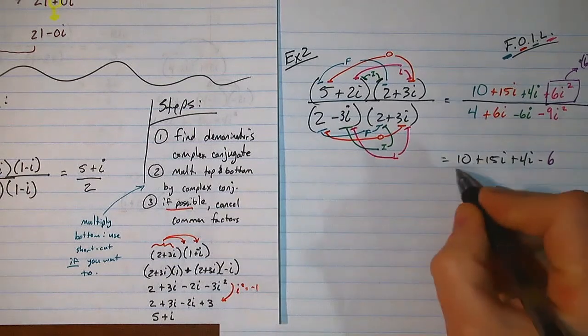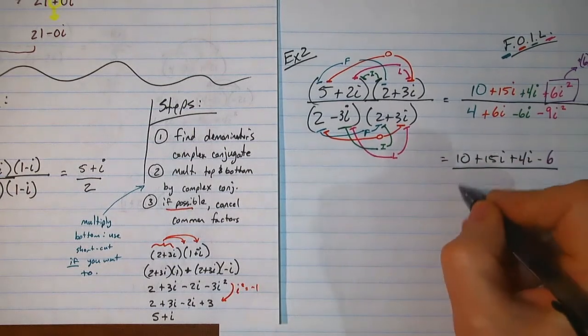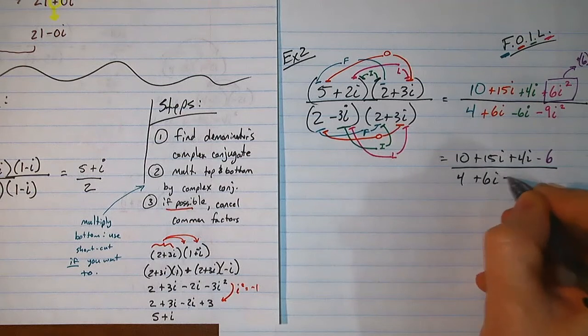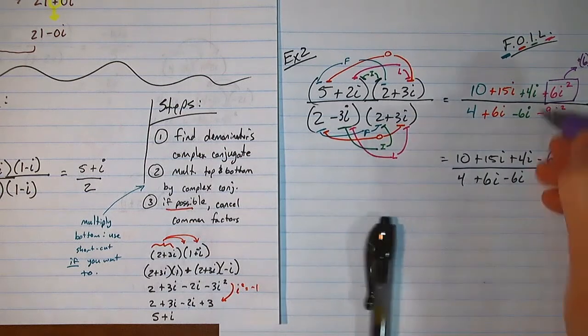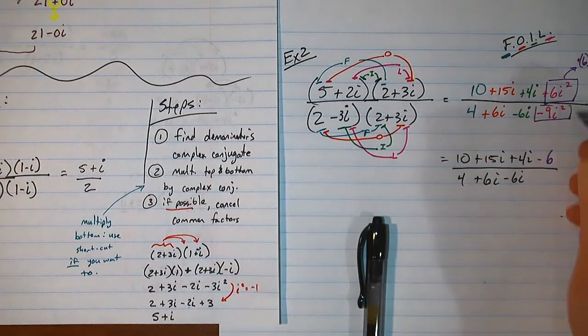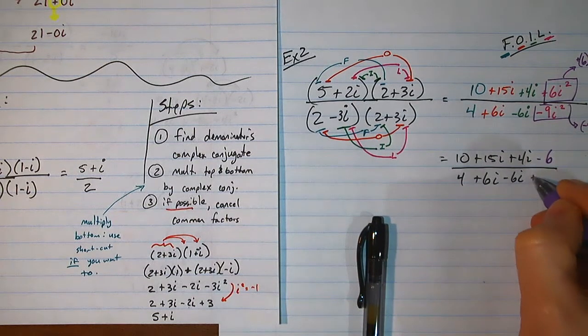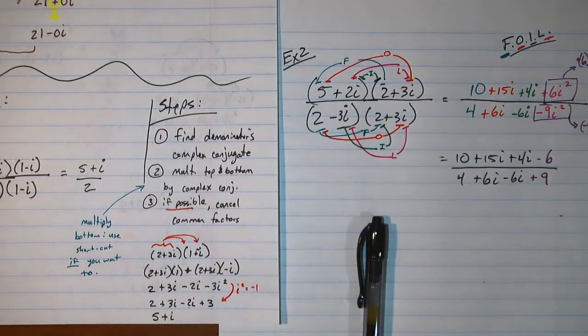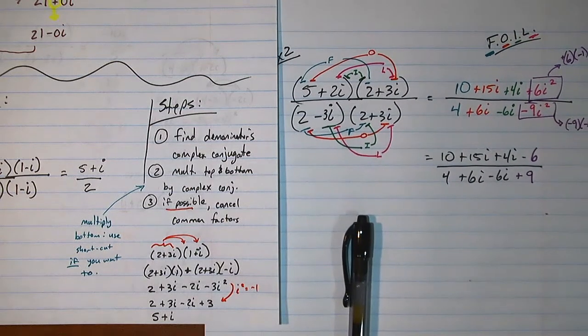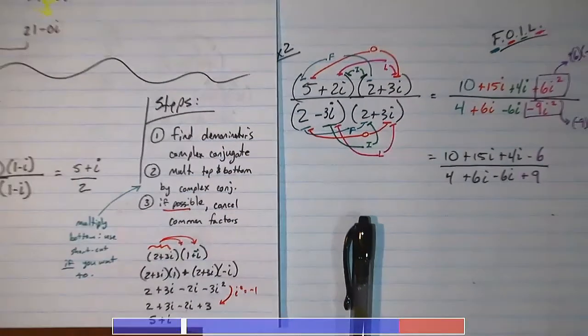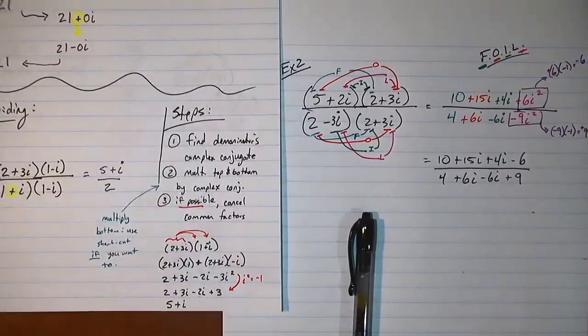Then in the bottom, all of this stuff stays the same. But this thing at the end, I have a negative 9 times I squared. The I squared is going to turn into a negative 1. So negative 9 times negative 1 becomes a positive 9. So that's what I end up with in the bottom. Oop, that was off the screen, wasn't it? Sorry about that. Okay, so there's my bottom.